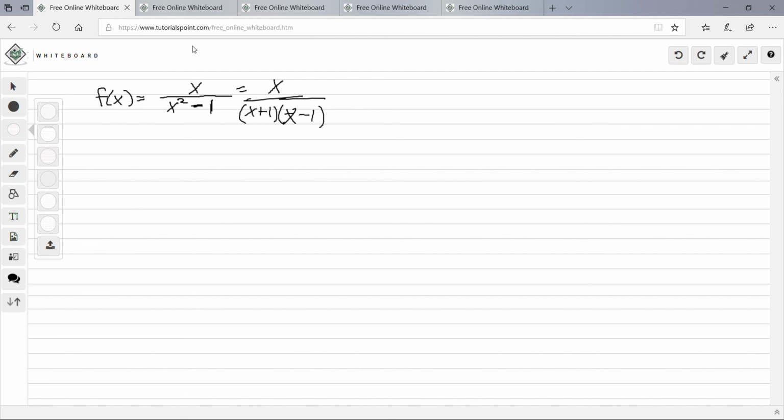Since there's no hole, let's look at the degree. So we have a 1 here, and we have a 2 here. So it's definitely bottom heavy. So you know what that means. It means that our horizontal asymptote is going to be 0. So let's find our vertical asymptote.